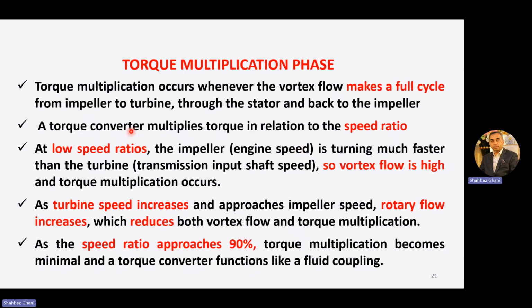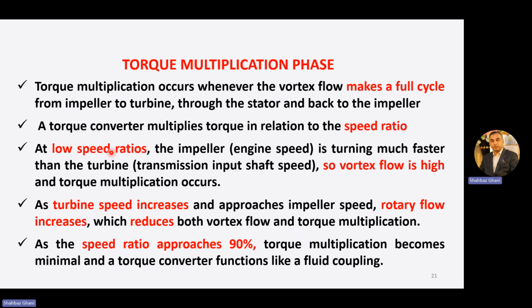Torque multiplication phase. Torque multiplication occurs whenever the vortex flow makes a full cycle from the impeller to the turbine, through the stator and back to the impeller. A torque converter multiplies torque in relation to the speed ratio.